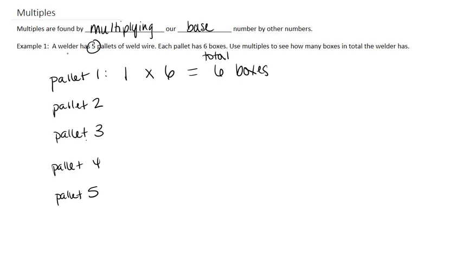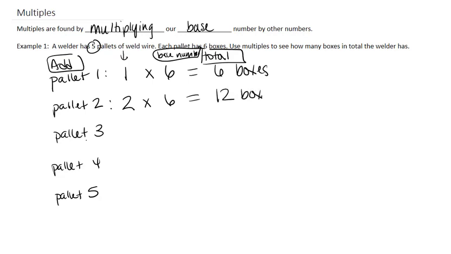So this is what we're adding: we're adding each pallet. Now we go to pallet 2, so now we have 2 pallets. We're going to multiply 2 by 6, which is our base number, and this is the total. We're just going to increase the number of pallets, and so this will increase the number here. So 2 times 6 is equal to 12 boxes.